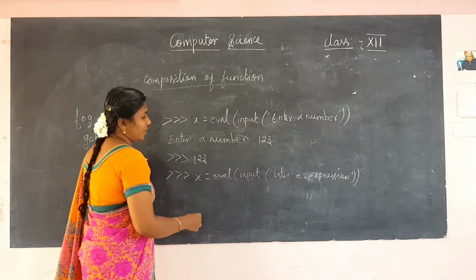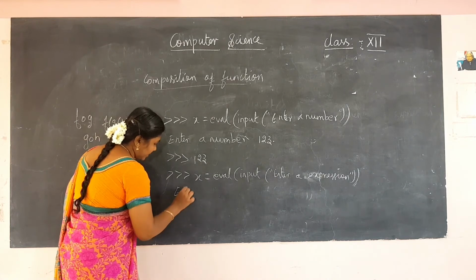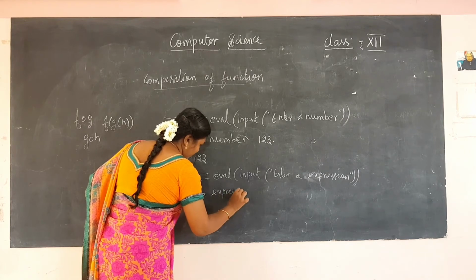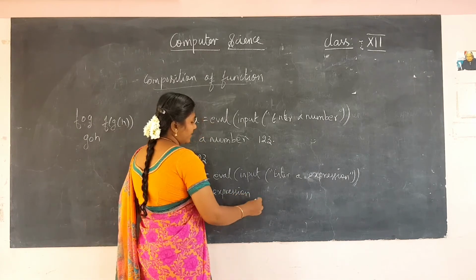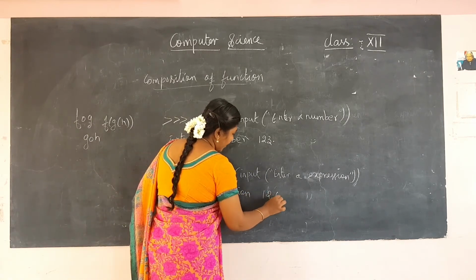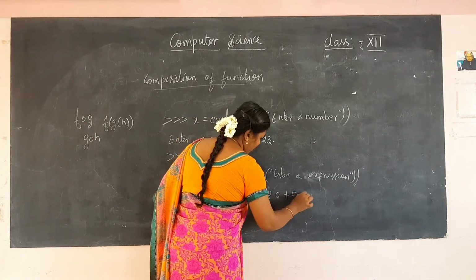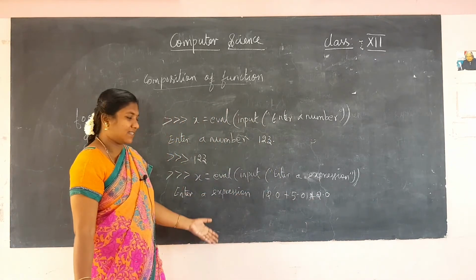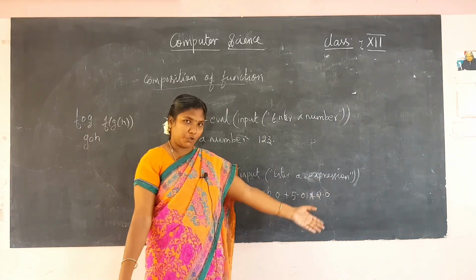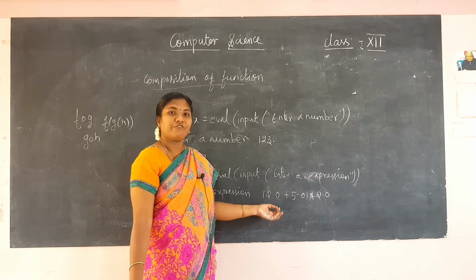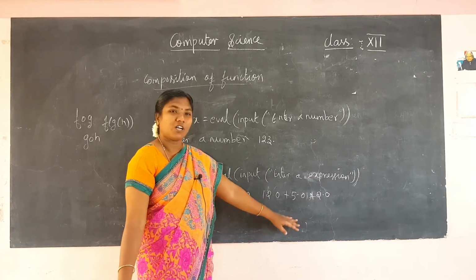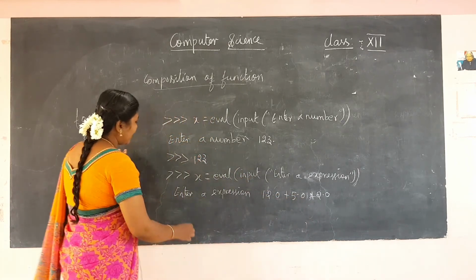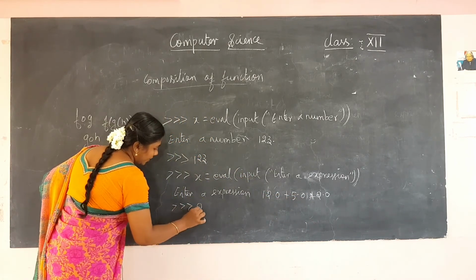Now what will it ask me? It will ask me to enter an expression. What expression am I giving? Let me give 12.0 plus 5.0 into 2. I have simply given 12 plus 5 into 2, with float values, that is 0.0. So what will be the output for this? 5 into 2 is 10, 10 plus 12 is 22. So my answer will be 22.